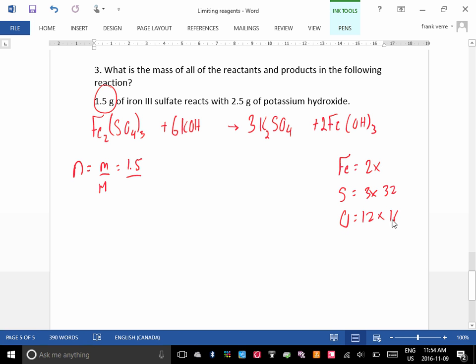What is it? 55.5. Actually, 55.8. Okay. So what's the molar mass of iron III sulfate? 2 times 55.8 plus 3 times 32 plus 12 times 16 adds up to?